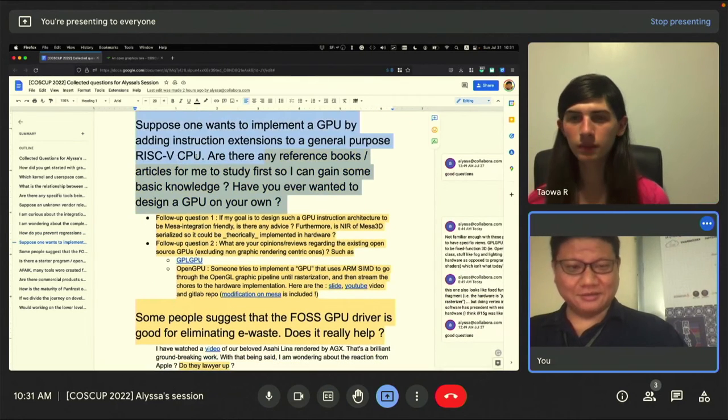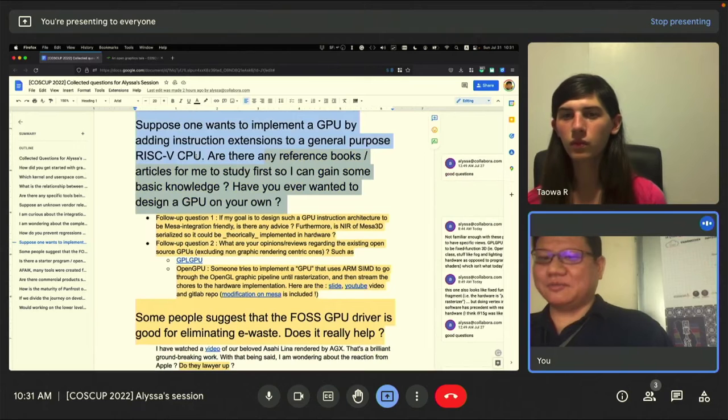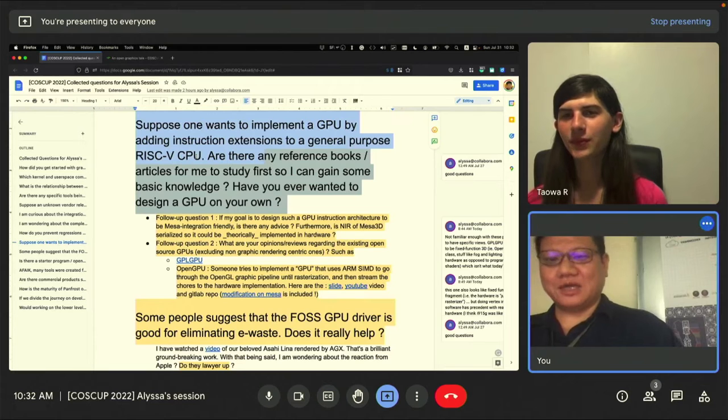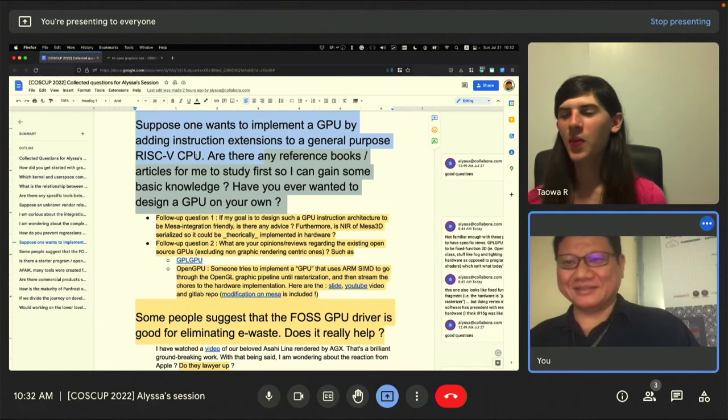Cool. Okay. So suppose someone wants to implement a GPU by adding instruction extensions to a general purpose CPU like one of the open source RISC-V designs. How would you go about doing that? How would you go about designing a GPU that's easy to bring up with Mesa? Are there any reference books or articles that you would recommend?